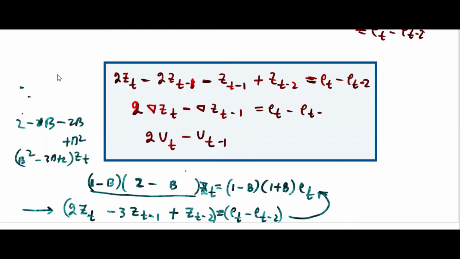This is what we have: b square zt, that is zt minus 2. 2 zt is here, okay, minus 3b zt. 3b zt means 3 zt minus 1. So this term is equal to this term, that is equal to this term. Now we have to cancel this one.